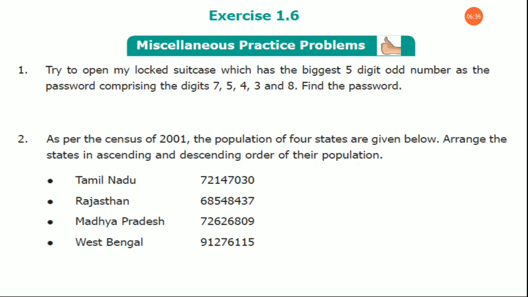Now the second one. As per the census of 2001, the population of 4 states are given below. Arrange the states in descending and ascending order of their population. Okay. They are giving you this and you have to arrange them in ascending and descending. Ascending means from small to big. Descending means from big to small. You are going to arrange the second one. Just the numbers are given.